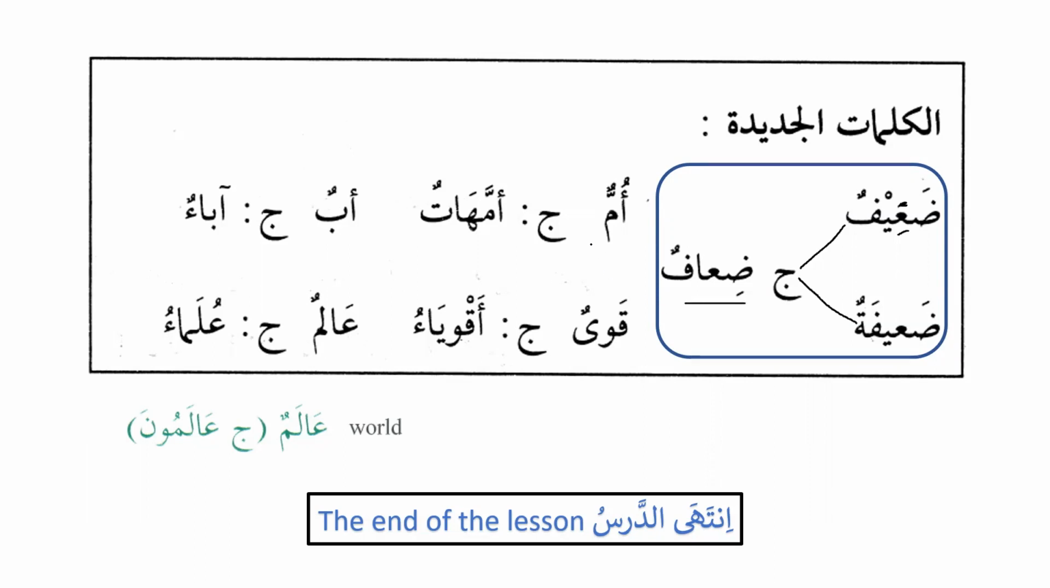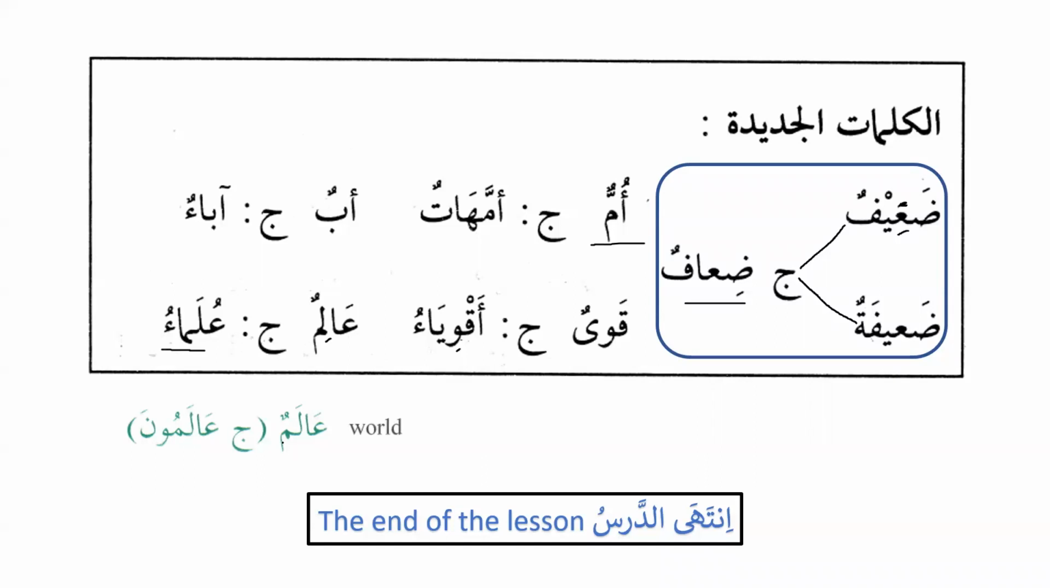Ummun, mother, and the plural is ummahatun, mothers. Abun, father, and aba'un, fathers. Qawiyun means strong, and the plural is aqwiya'u. On the pattern of af'ila'u, it is mamnu' min as-sarf. Alimun, and the plural of alimun is ulama'u.